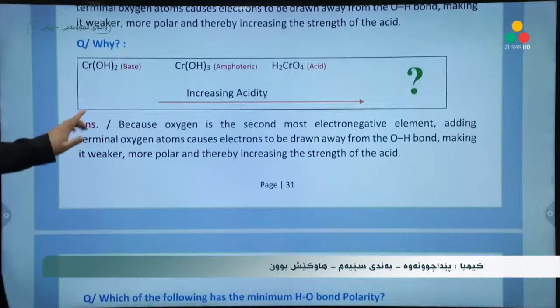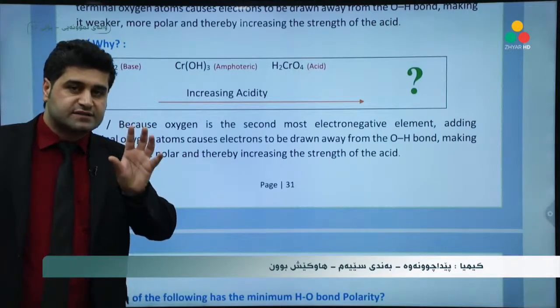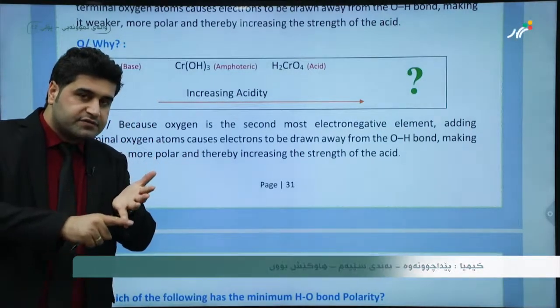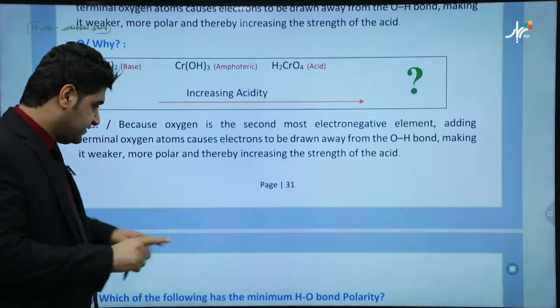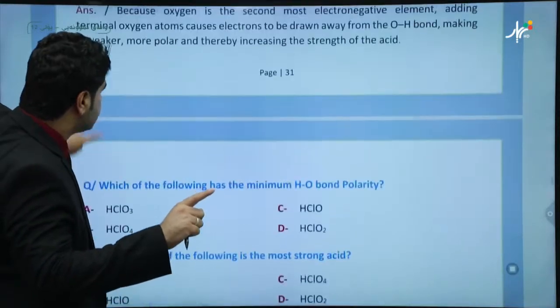Look, as much as we increase the number of oxygen, the polarity will be increased, the acidity increased. So I'll mention that one, please.